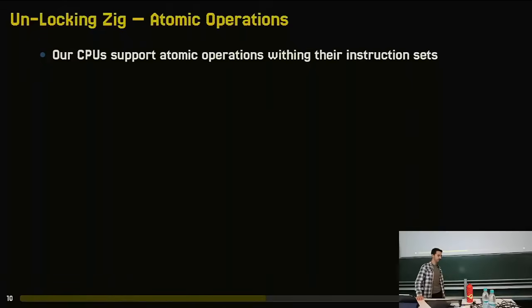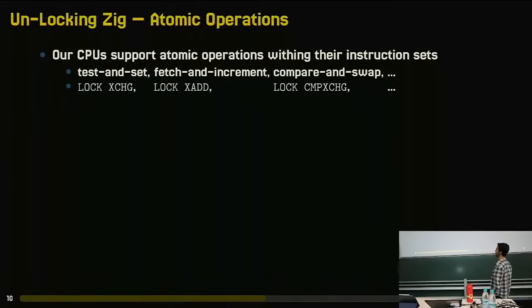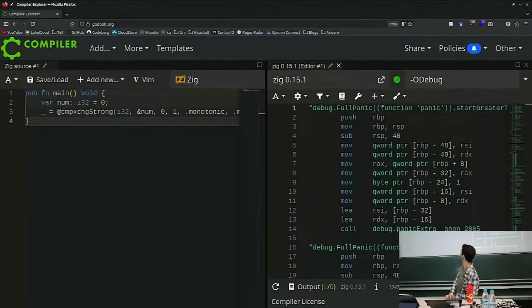Because those atomic operations are just a thing that our modern CPUs support. There are different flavors of those atomic operations. They are called test and set sometimes, or compare and swap, fetch and increment. Compare and swap, I already said. And they all result in slightly different instructions. Those are from the x86 instruction set. You notice that they are all preceded by lock, and then the respective atomic operations. We can also look at this quickly in the compiler explorer, where I provided a short example.